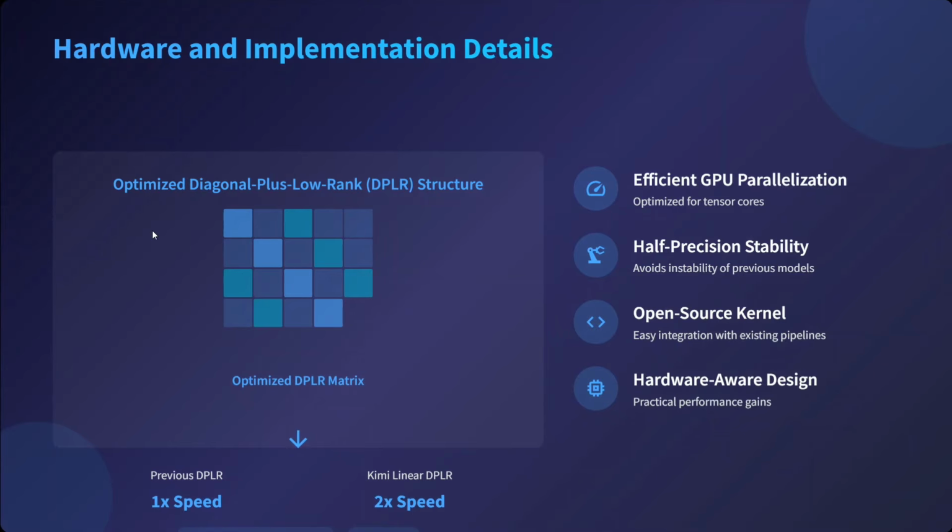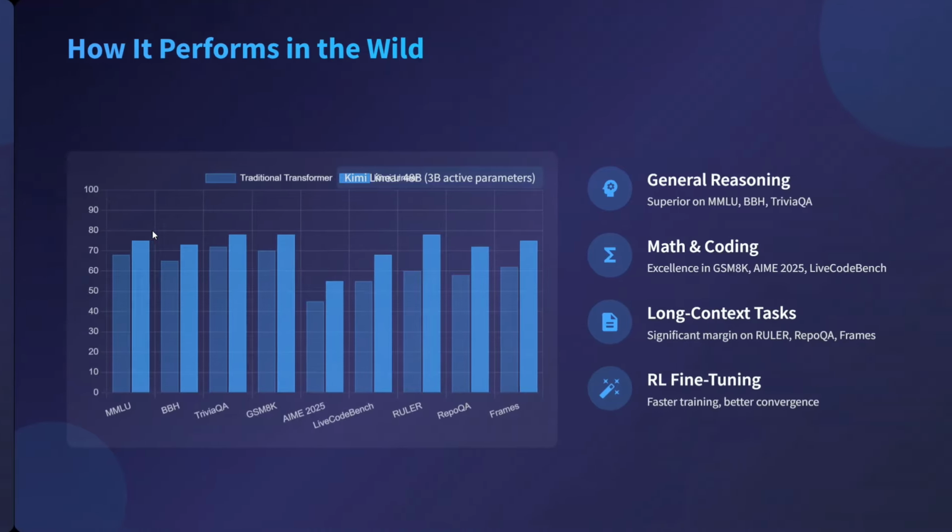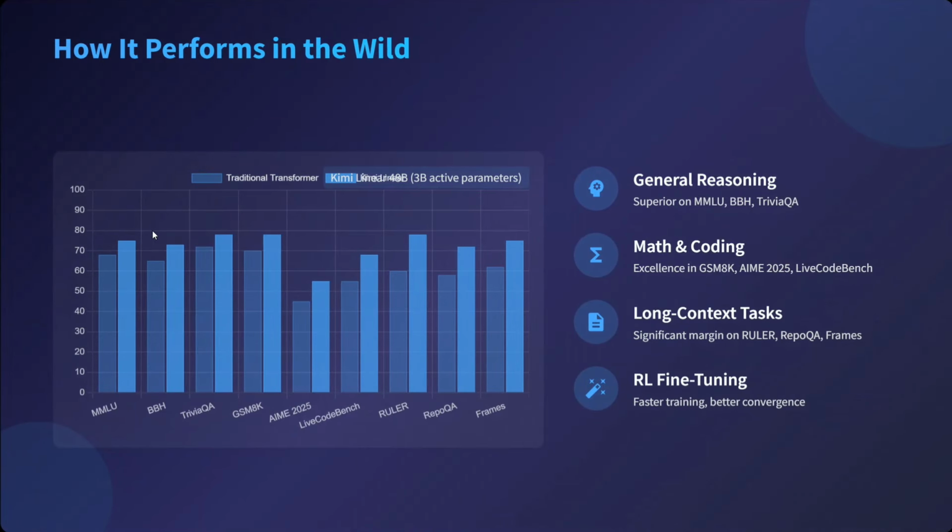Hardware and implementation: efficient GPU parallelization, half region stability is there, open source kernel and hardware design is there. As you can see, an optimized diagonal plus low rank structure is used. We won't be jumping into the details, but because of this the speed has increased by 2x. How it performs: it is giving great results on general reasoning, be it MMLU, BBH, TriviaQA, be it on GSM8K, AIME, on math and coding as well, long context tasks, and RL fine tuning is also improved. The results are great compared to traditional transformer.